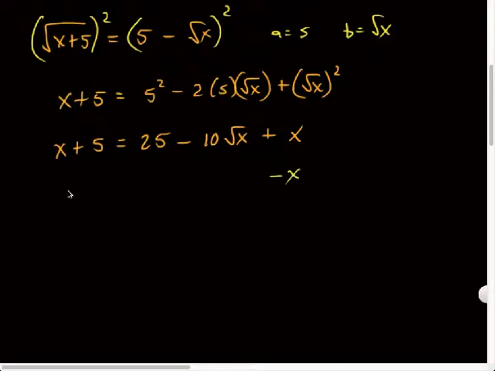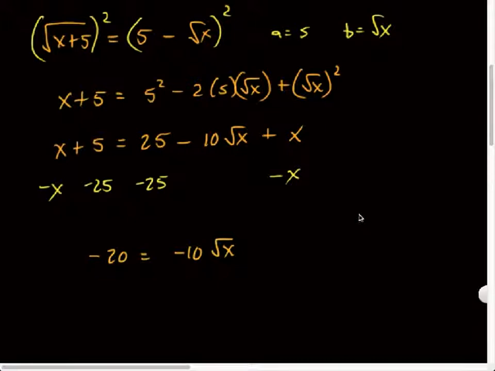So let's bring everything away from the radical. I'll double step this here. So x minus x, hey, that's 0. 5 minus 25 is negative 20. Yep, I don't know what I was thinking for a second. I was going to say 30. Equals negative 10 square roots of x.